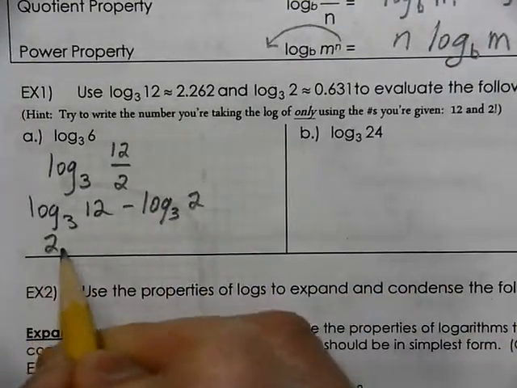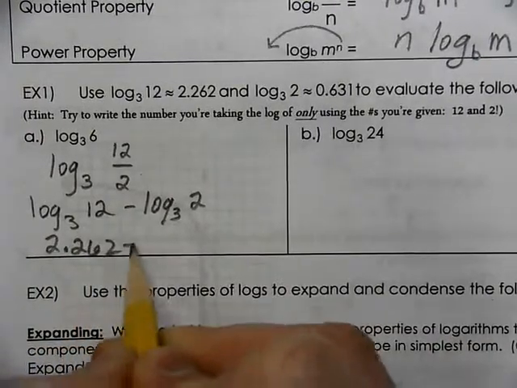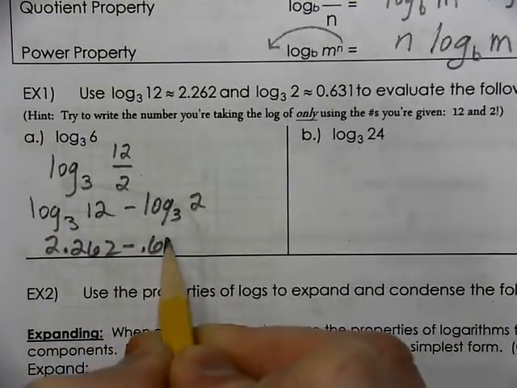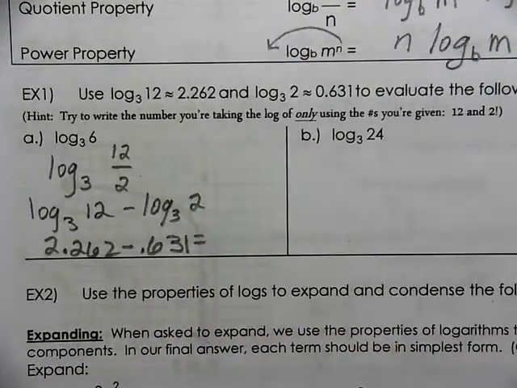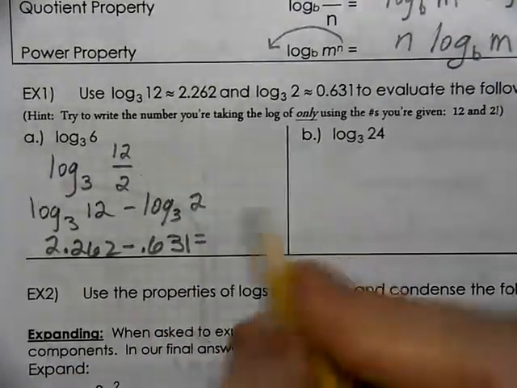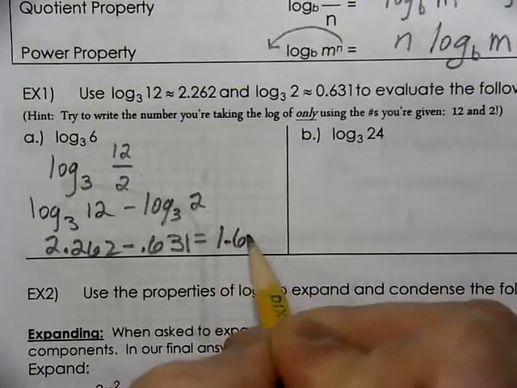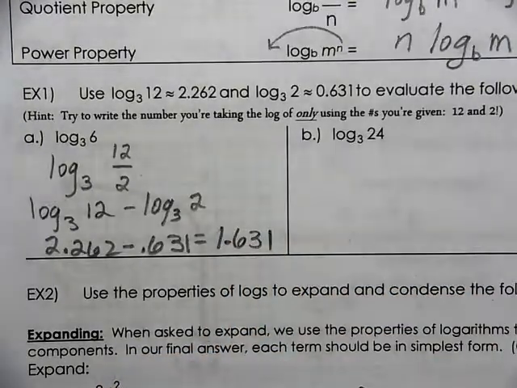So this would become 2.262 minus 0.631. And with your calculator, you'll figure out that that is 1.631.